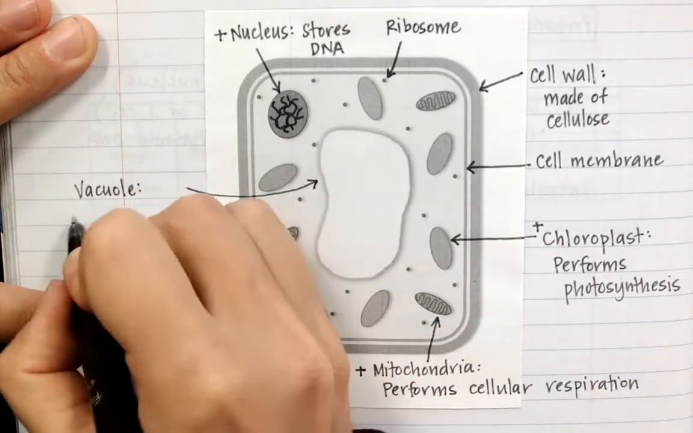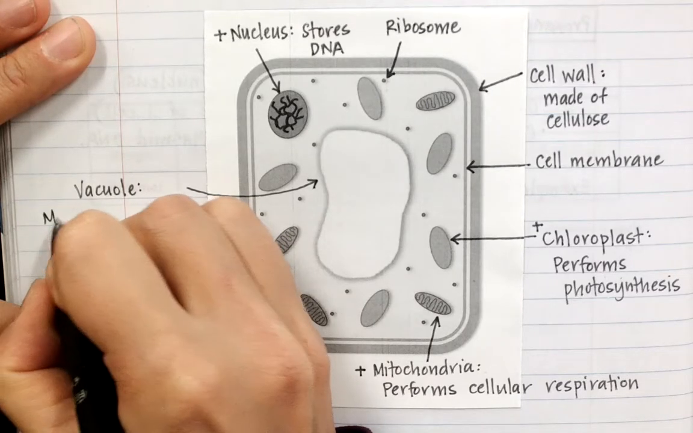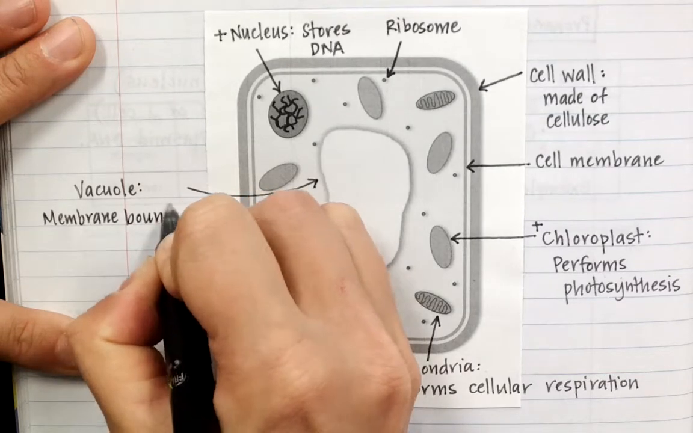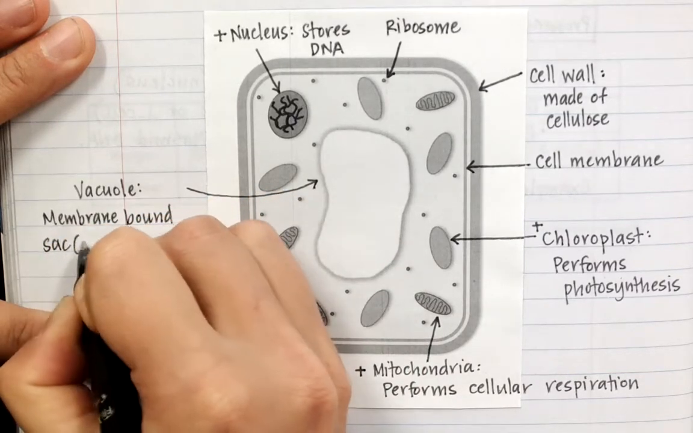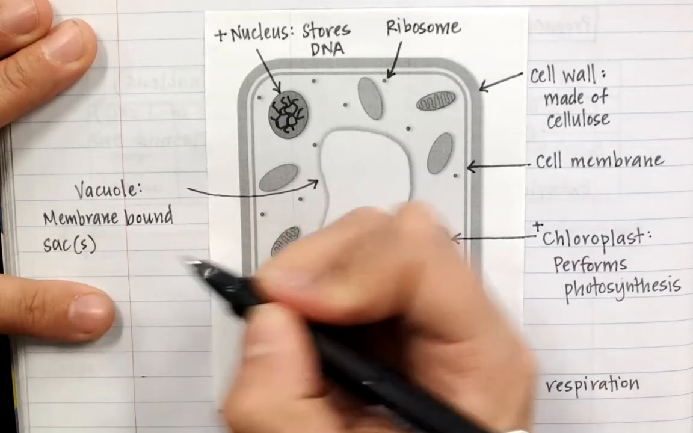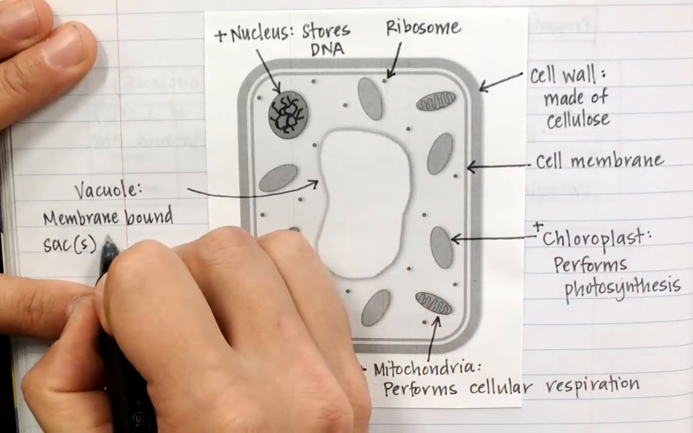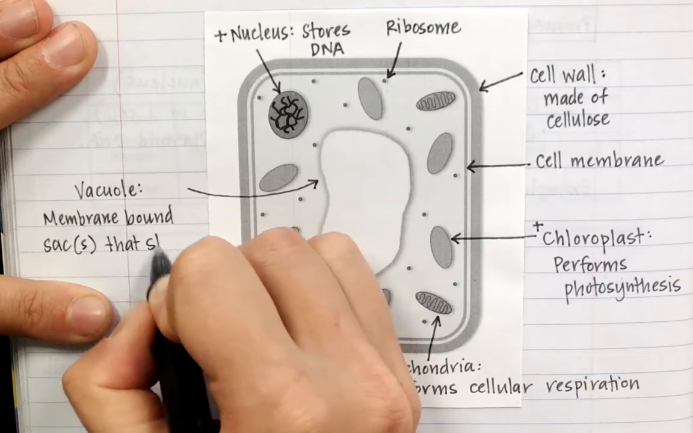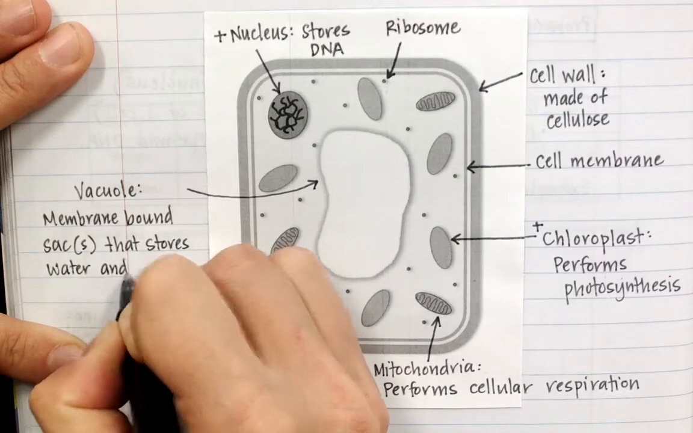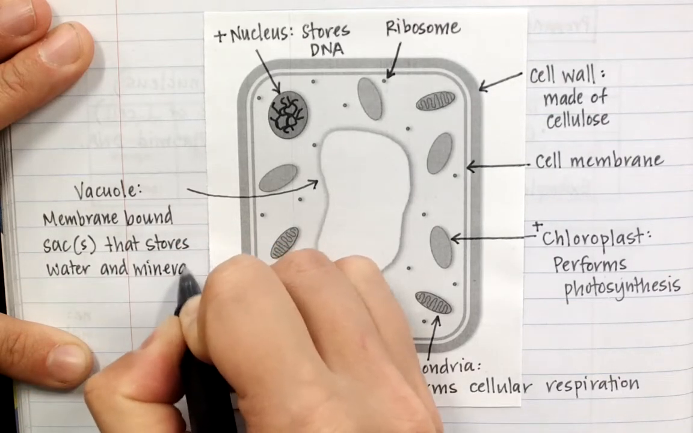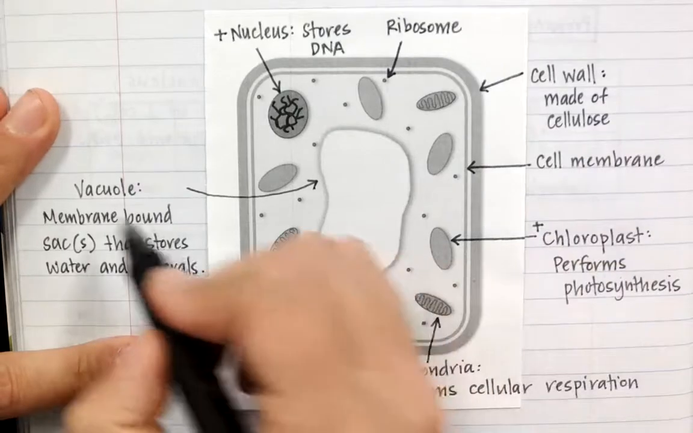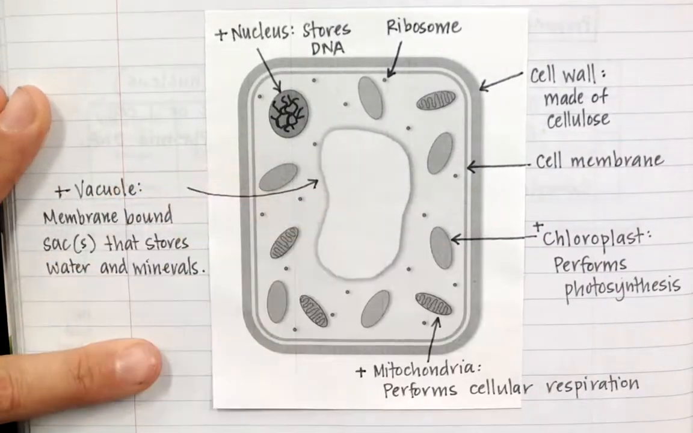And the vacuole is a membrane-bound sac. And I'm going to add an S here because it could be sacs, plural. And the job of this membrane-bound sac is that it stores water and minerals. And plant cells have a really big vacuole. And the vacuole is membrane-bound, so we're going to give it one of those plus symbols.